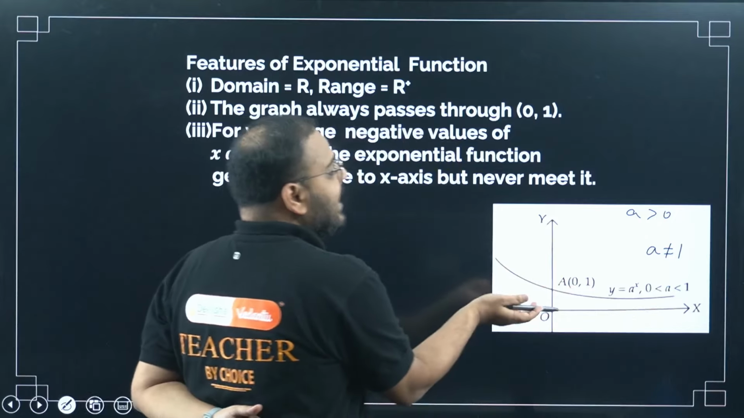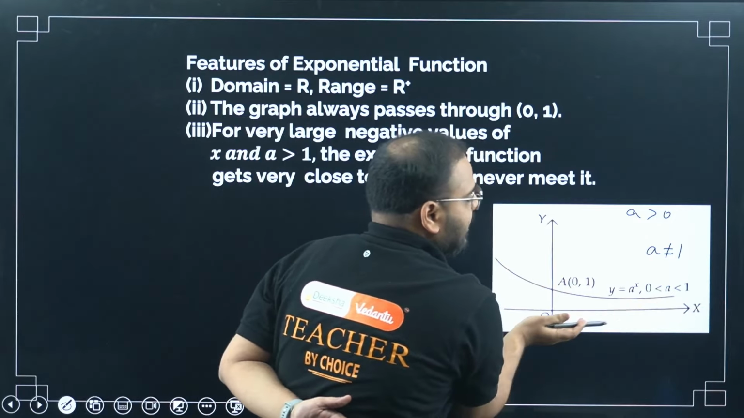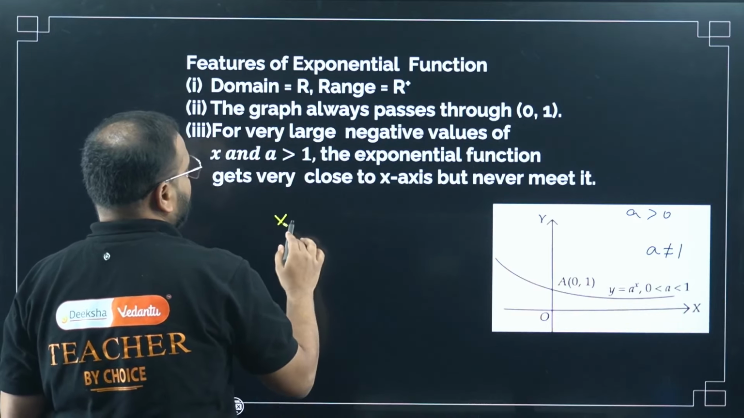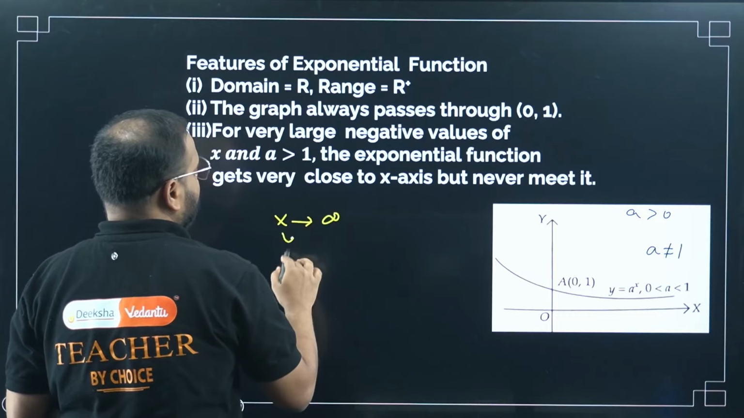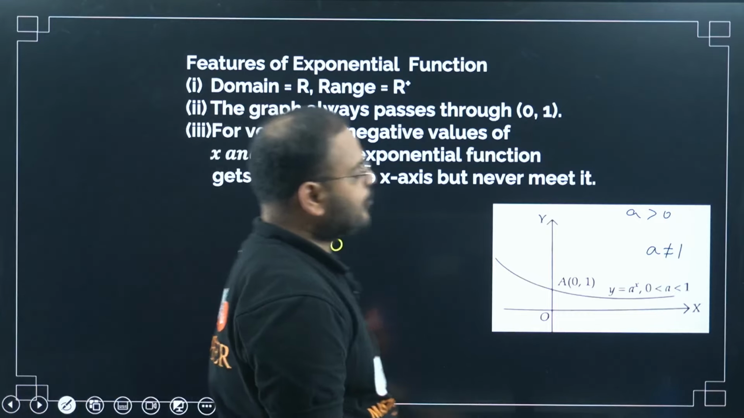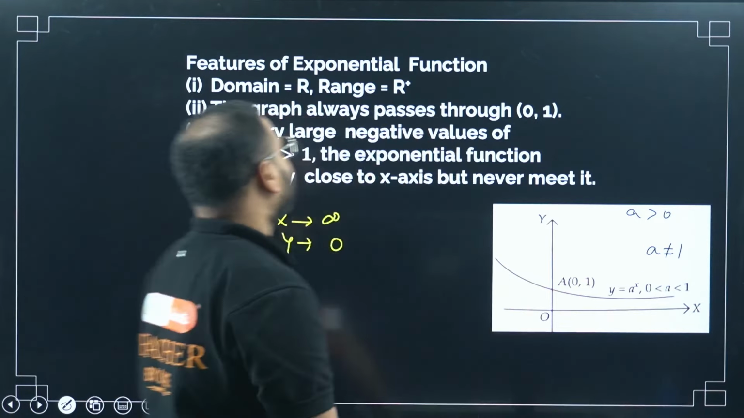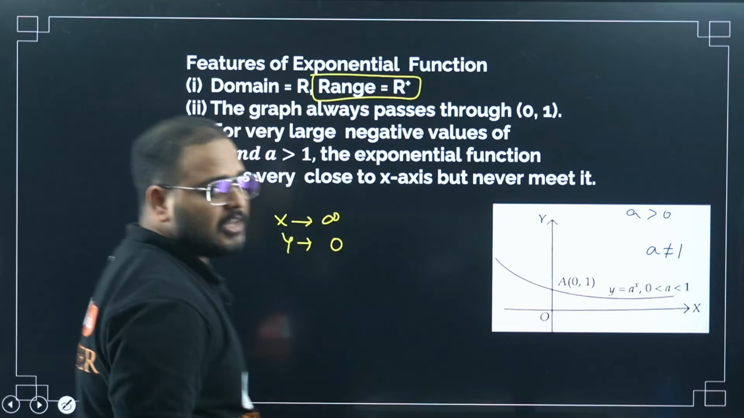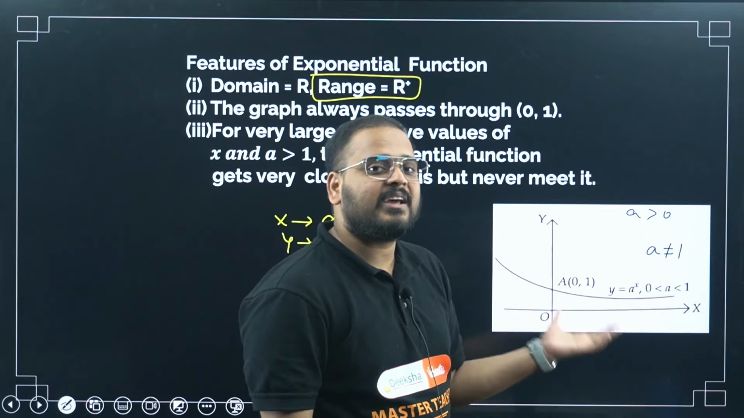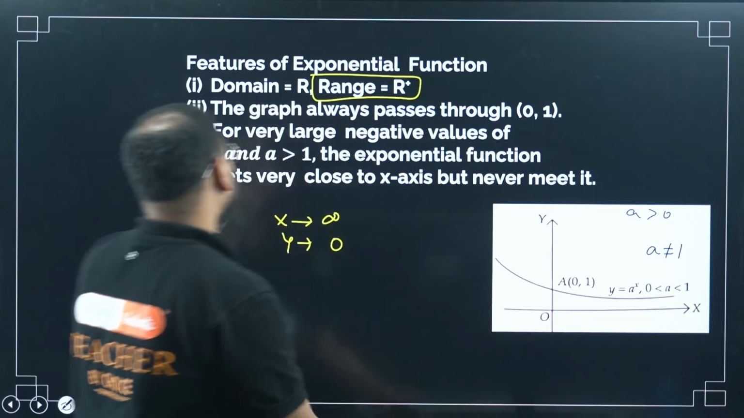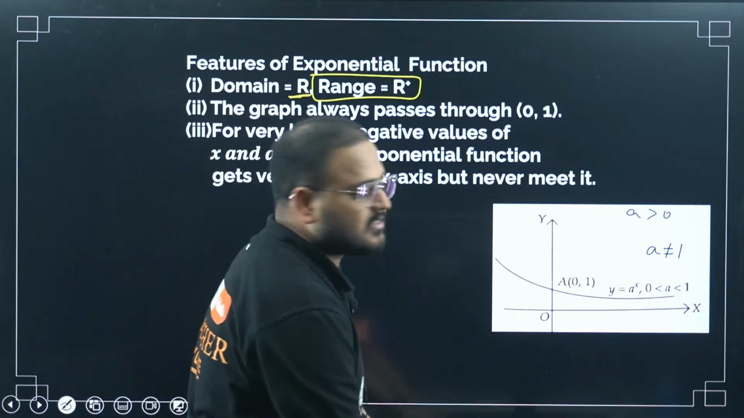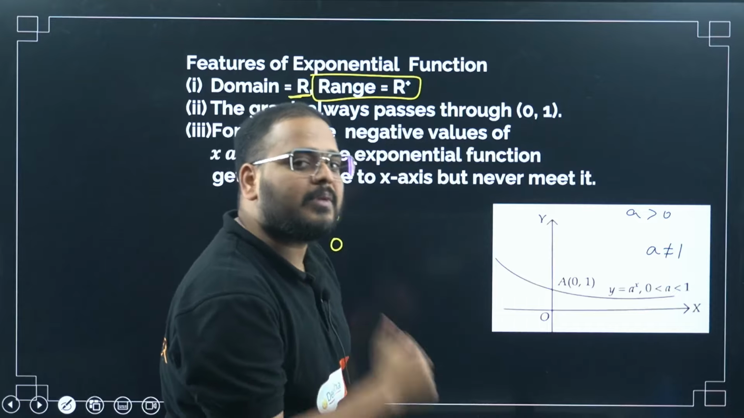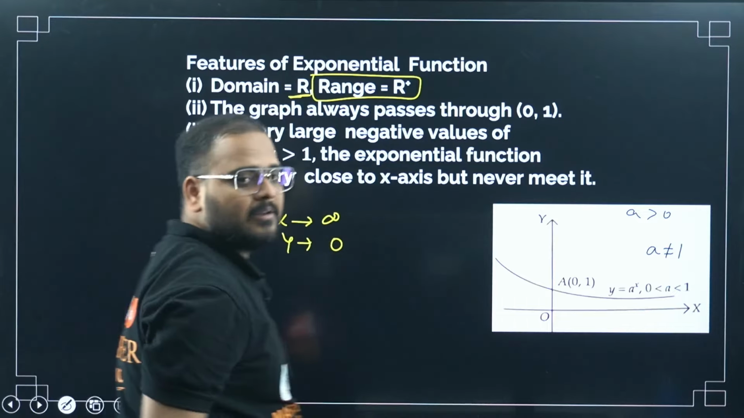What does it mean? It means as I approach x to infinity, my y approaches what? 0. My y approaches 0. There is no negative y. It means the range is only positive real numbers. Whereas in the domain, we have all real numbers. All negative also is there. All positive also is there. So all negative and positive together means the whole domain. Even 0 is there.